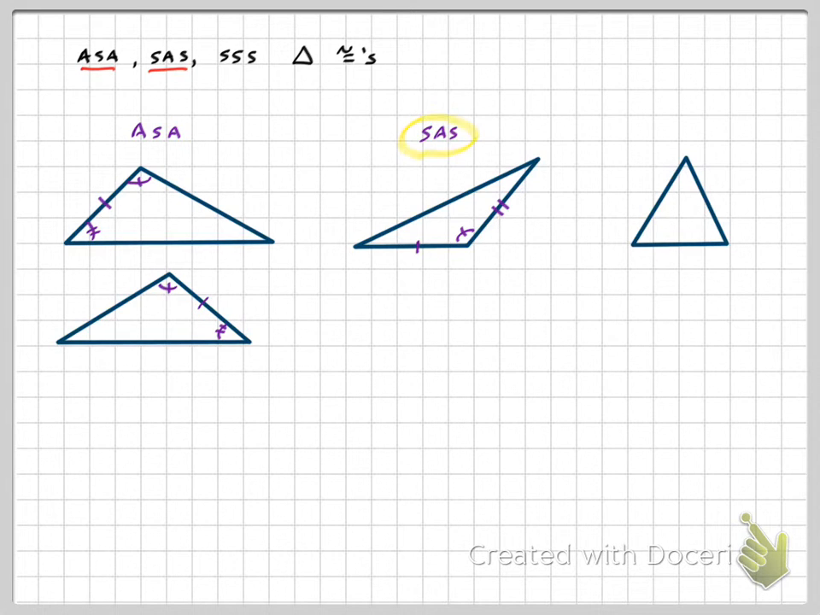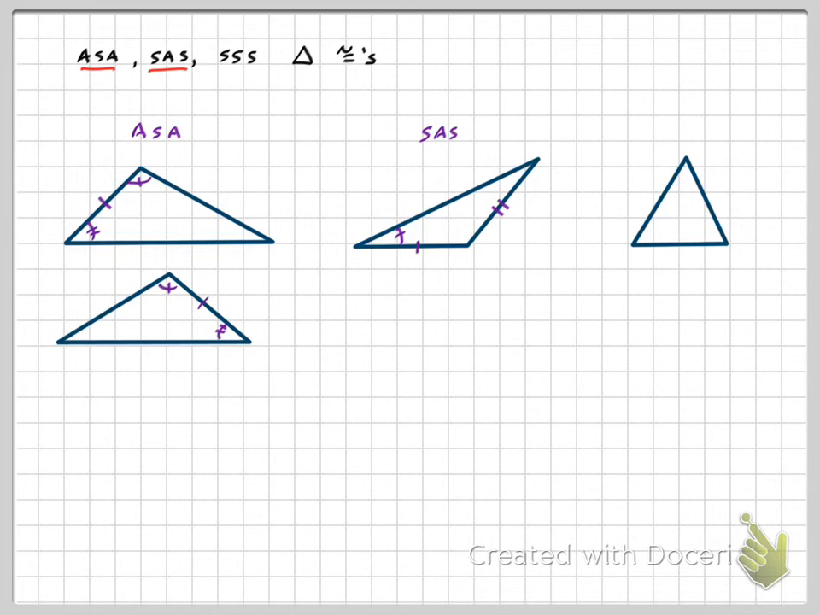For SAS, the angle has to be between the two sides. If I were to move that angle to over here, obviously that does not work. That angle is not between the two sides. The two sides we're looking at are not making that angle. That would read as ASS or SSA, which obviously is not SAS.